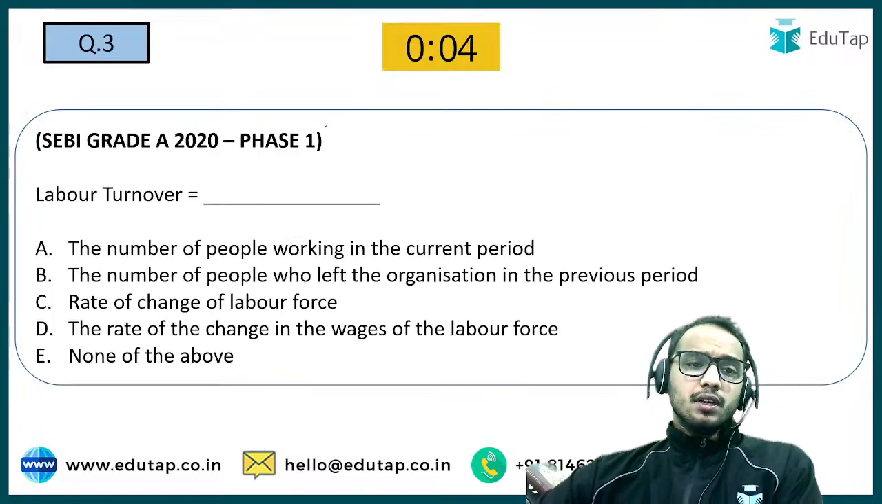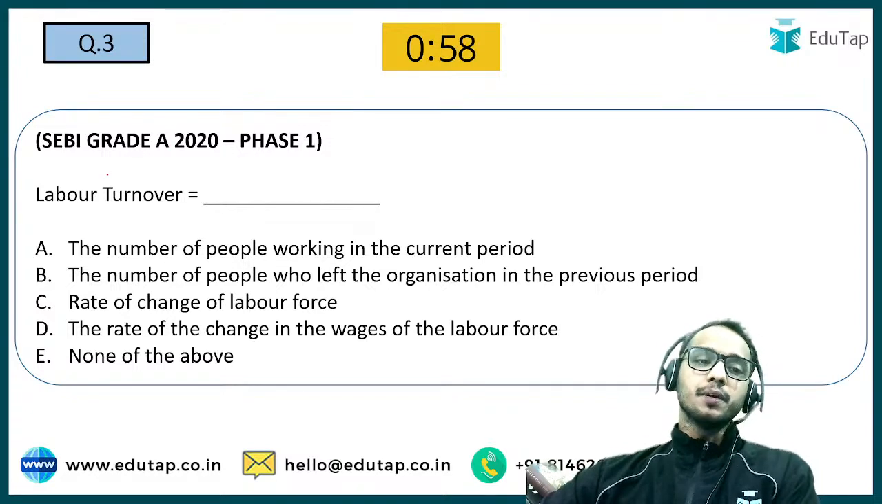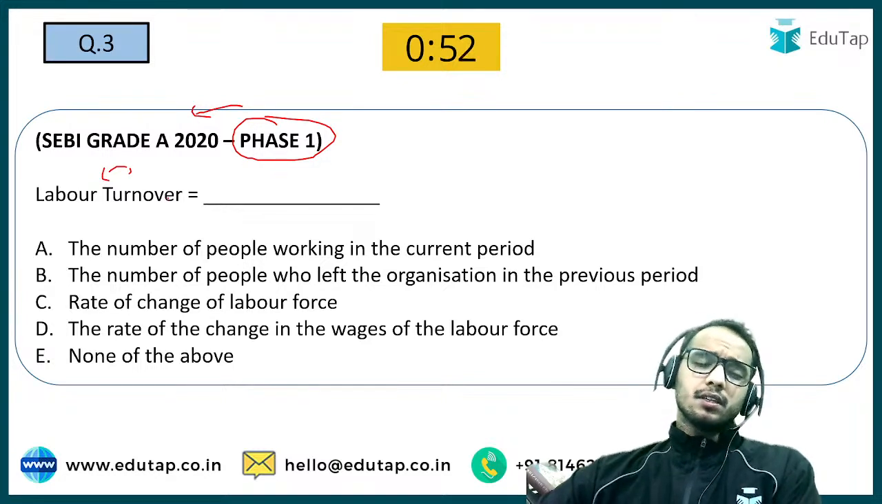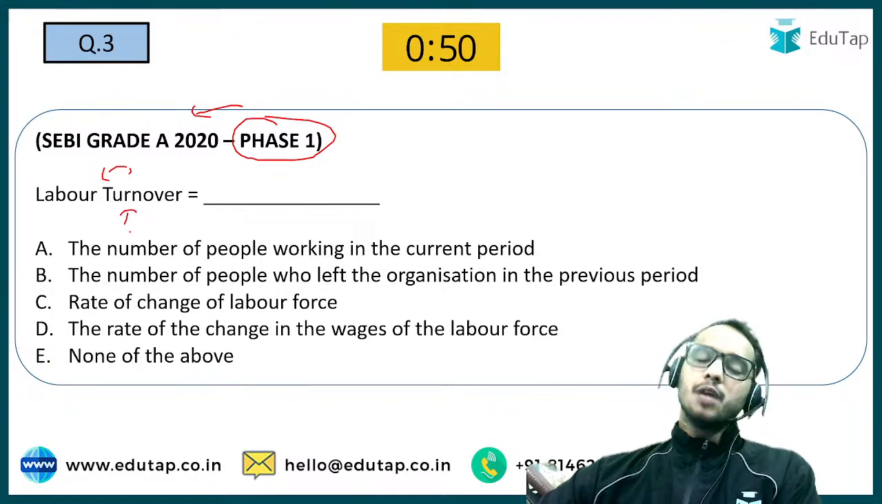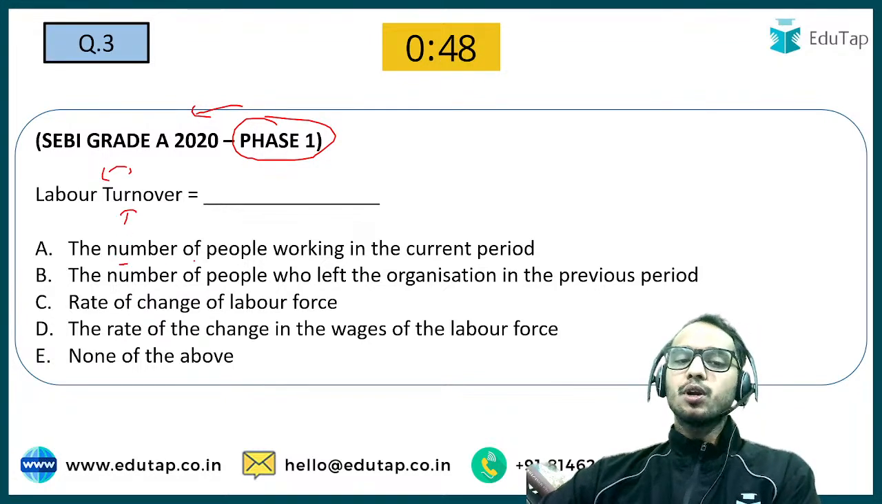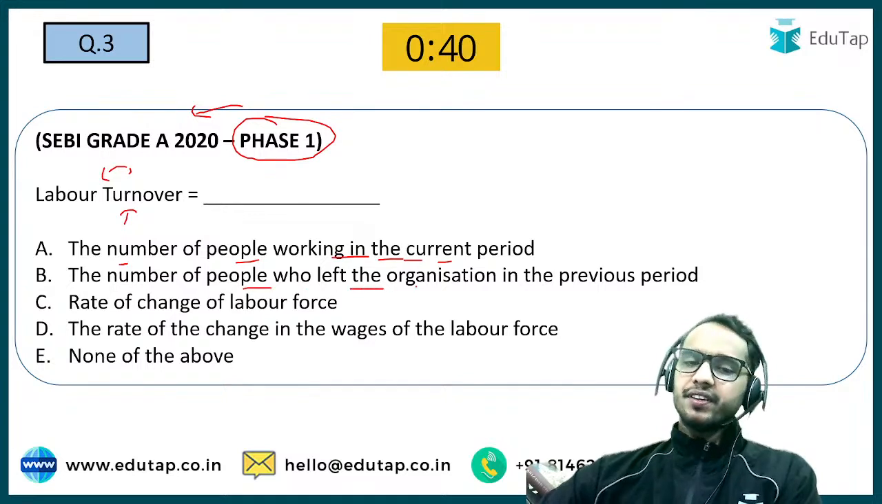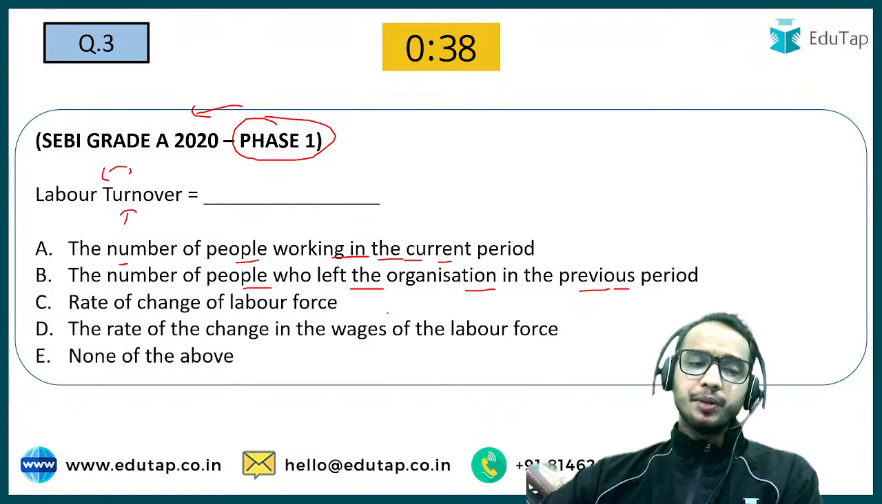Okay. Now question number 3. It talks about labor turnover. Again, a phase 1 question of the SEBI Grade A 2020. Now it asks you what is labor turnover. First option is the number of people working in the current period. Option number B, the number of people who left the organization in the previous period.